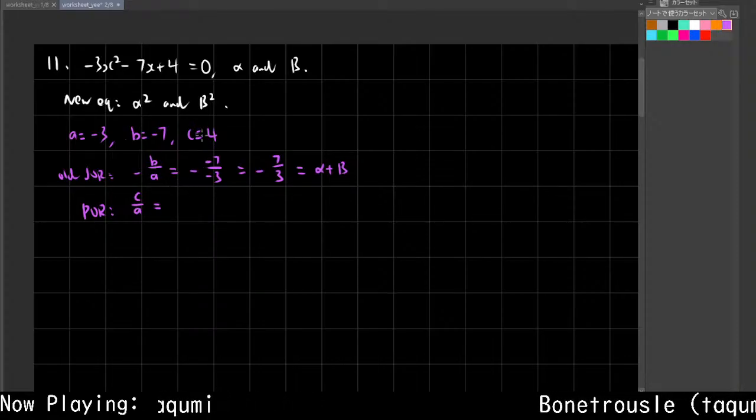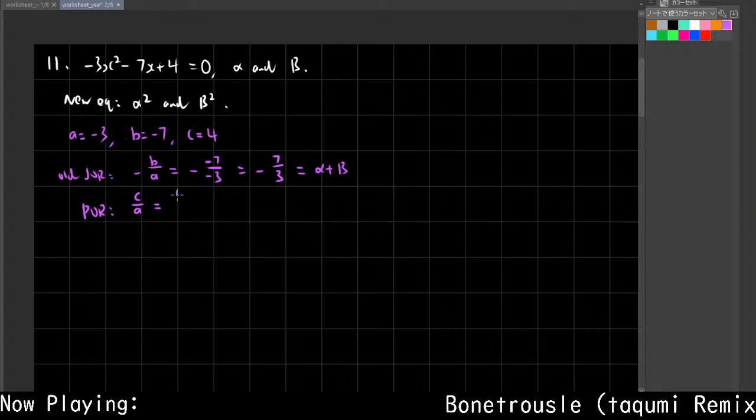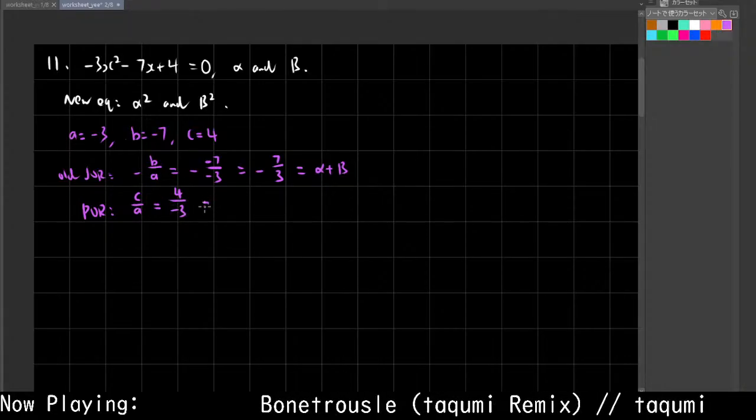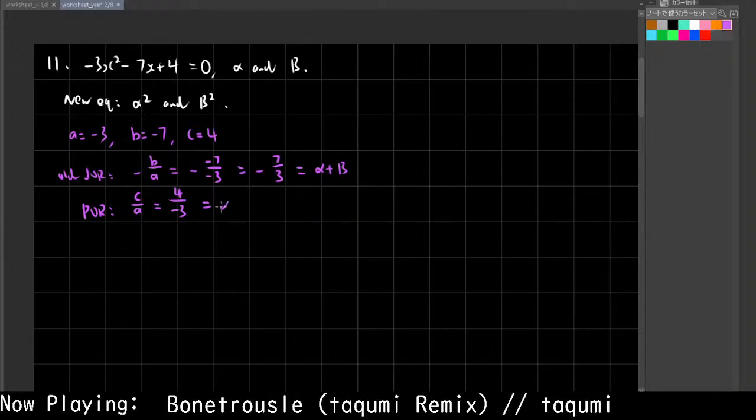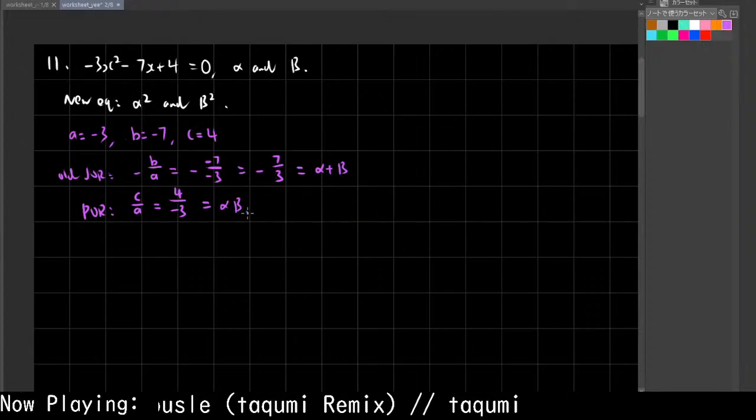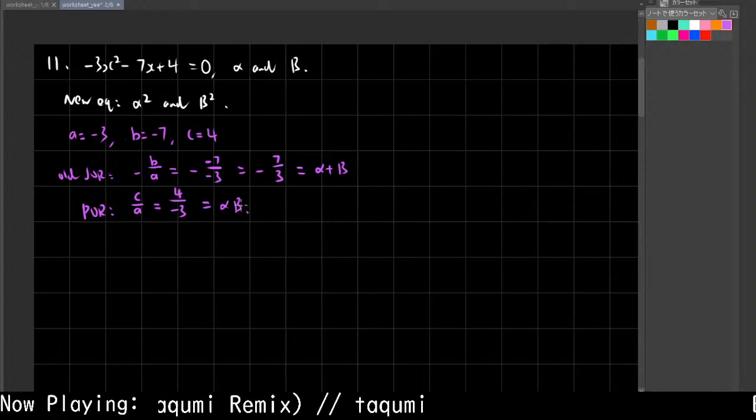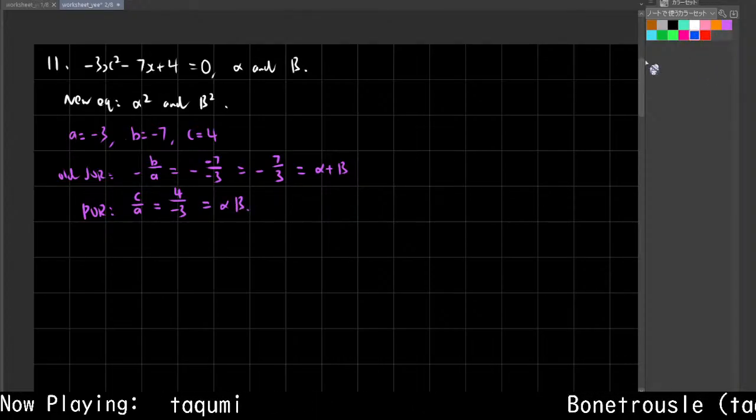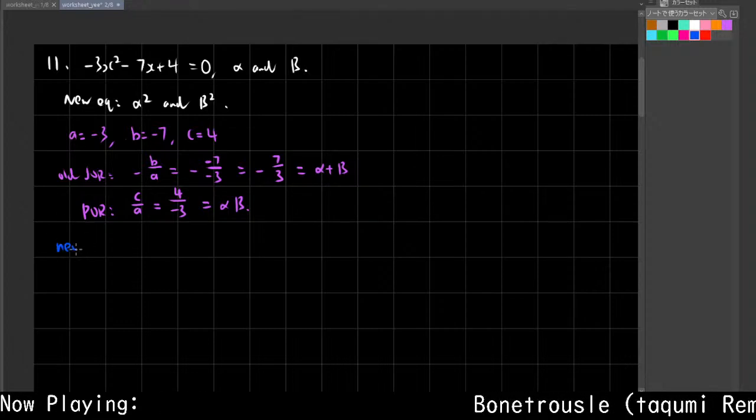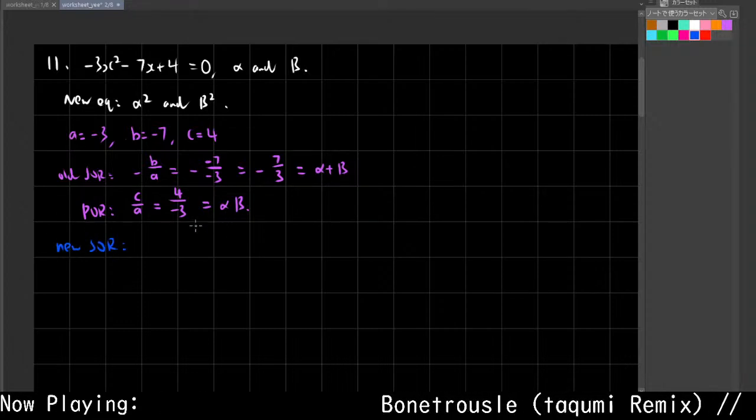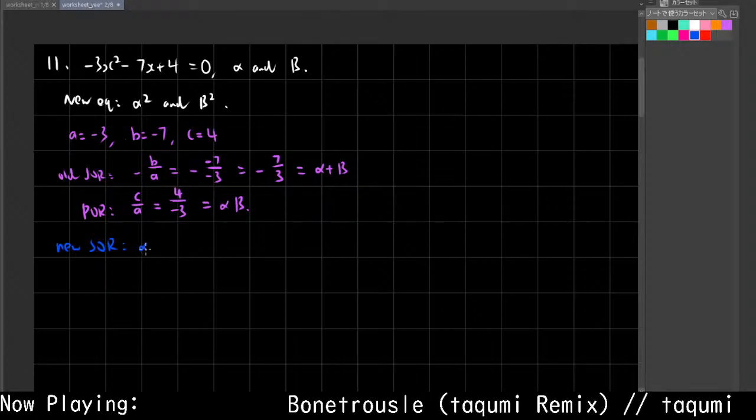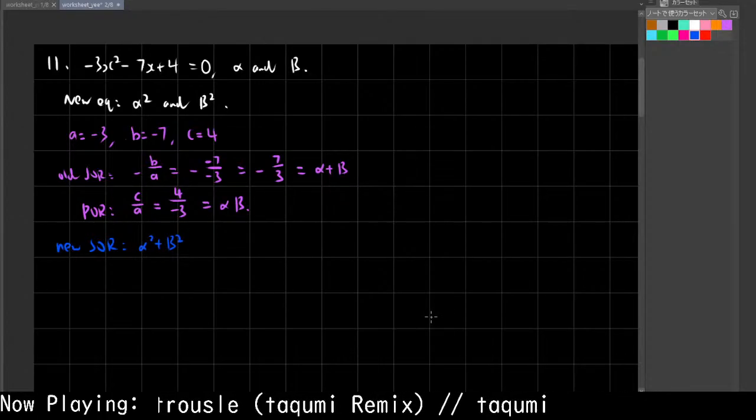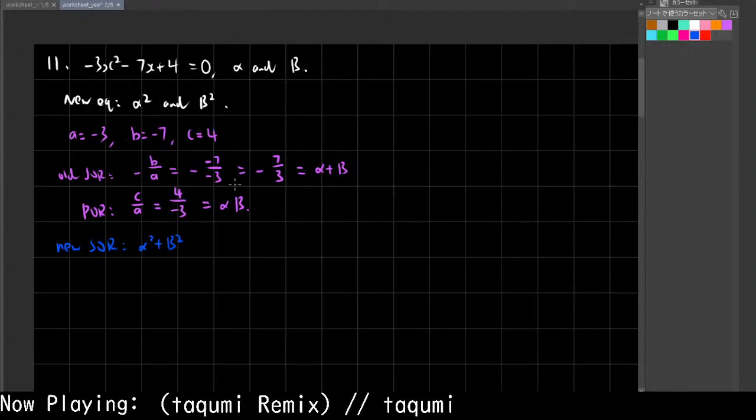Is equal to 4 over negative 3. Okay, and then this is equal to alpha times beta. So your new sum of roots, your new SOR, is equal to alpha squared plus beta squared. We will leave this aside for now, and we can go through this.